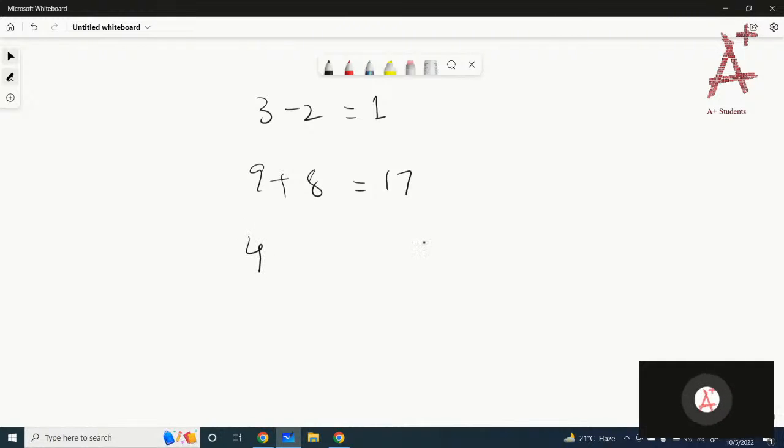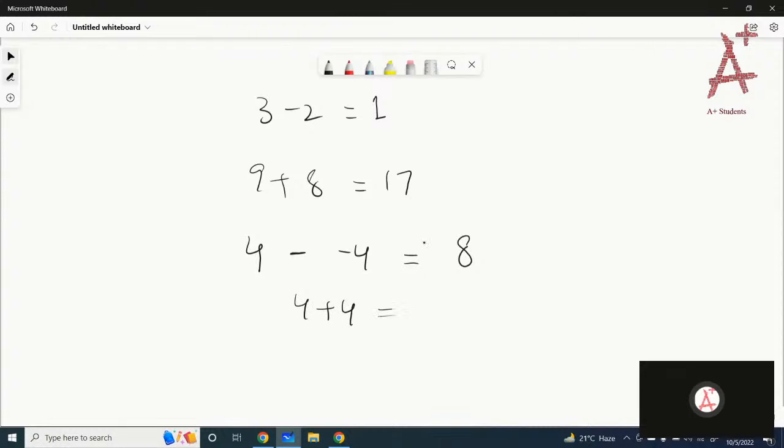Okay, the next one is 4 minus negative 4. So which option is the correct one? 8, 56 or 67? It is 8. Very good. Because subtracting a negative number is the same as adding. So it is actually 4 plus 4, and 4 plus 4 is 8. Very good.